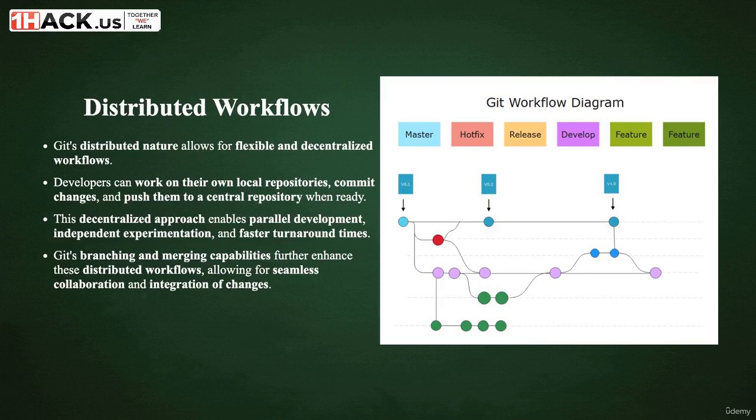Developers can work on their own local repositories, create and merge branches, and then push their changes to the central repository, facilitating seamless collaboration and the integration of contributions from different team members. This flexibility and decentralization offered by Git's distributed workflows are particularly beneficial for large-scale projects, remote teams, and organizations with complex development processes. It enables faster turnaround times, more efficient collaboration, and a more agile approach to software development.